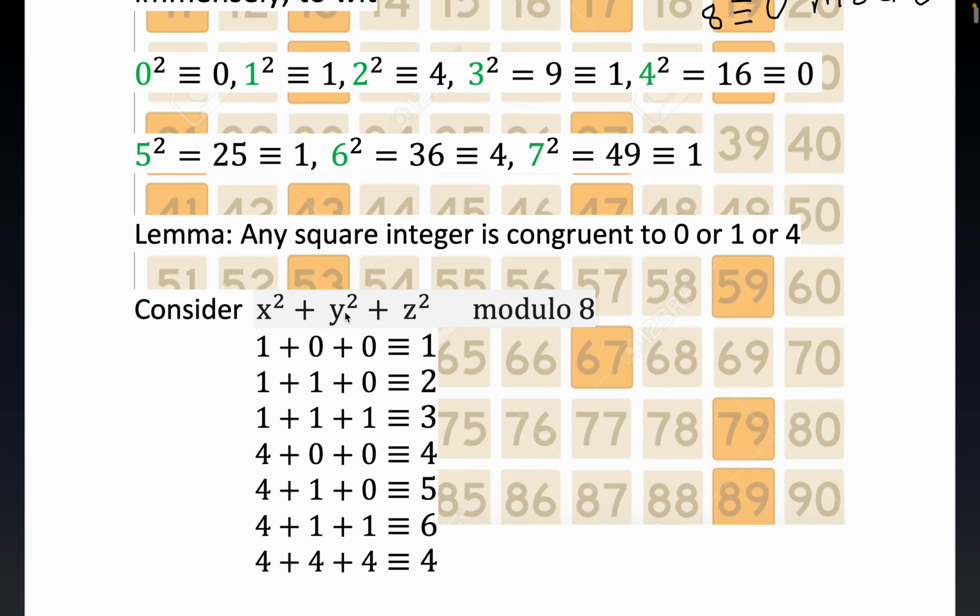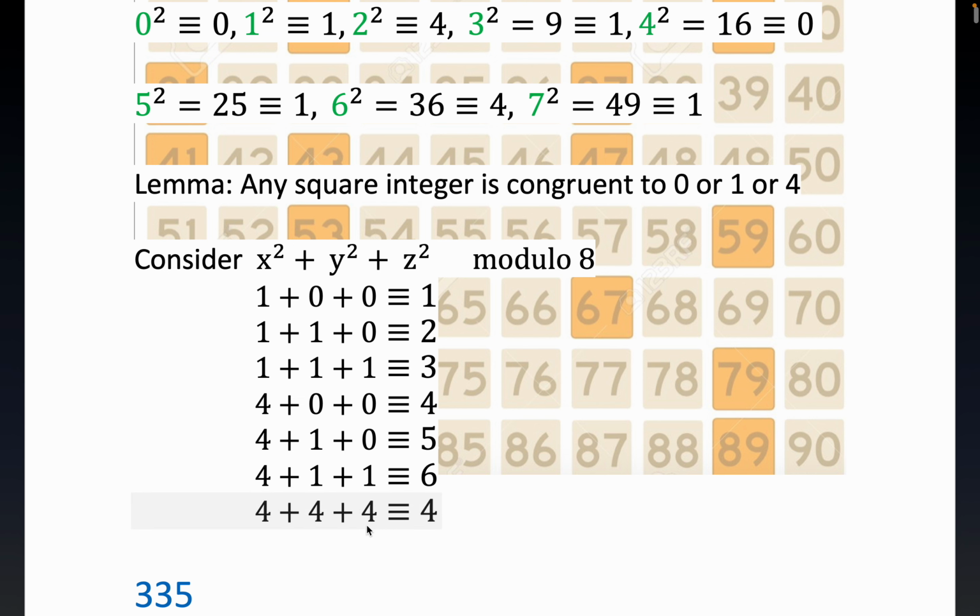So the rest of this is just going through the possibilities. I have x squared plus y squared plus z squared, and these are all the possibilities. Notice 0, 1, and 4. I'm just trying to distribute these 1s, 4s and 0s all over the place. And 4 plus 4 is 8, congruent to 0. Perhaps this is far from rigorous, but notice that 7 never came up here. 7 was never a remainder or a result of the modular arithmetic.